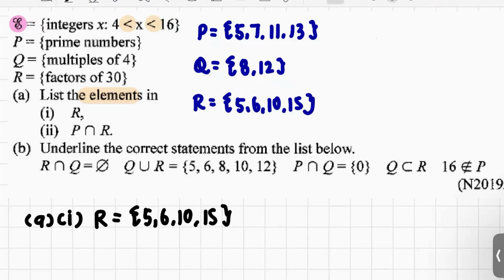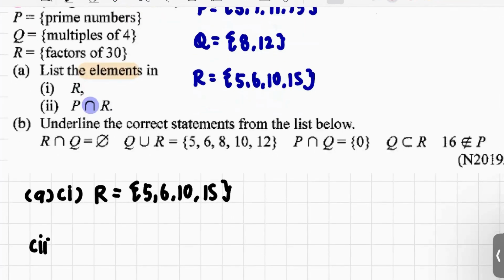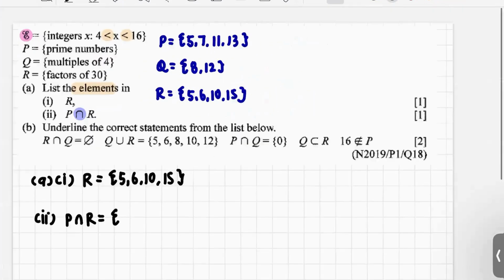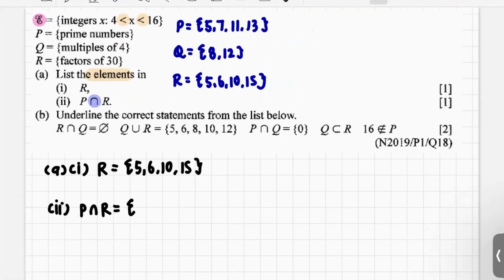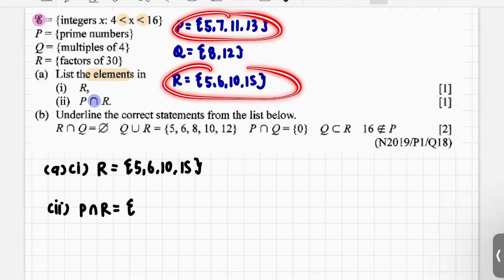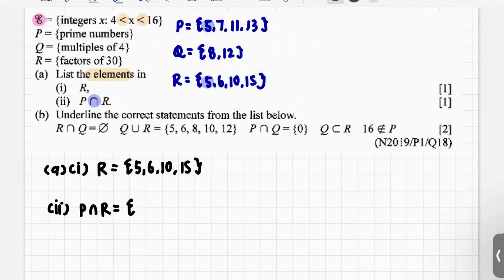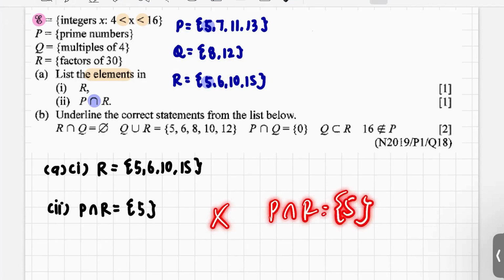Now we look at the second part. What does that symbol represent? This symbol that I'm going to highlight in blue means intersect. In layman's terms, it's just overlapping. So P intersect R. Remember, you are listing all the elements. Always put in your bracket. If you don't put in a bracket, you don't get the mark. This is a 1 mark question, so without the bracket you don't get the mark at all. So P and R, what is duplicated? We got 5. It seems that's all. Make sure you do not put P intersect R as just 5. It must be a set.